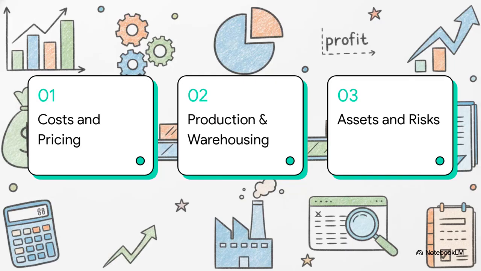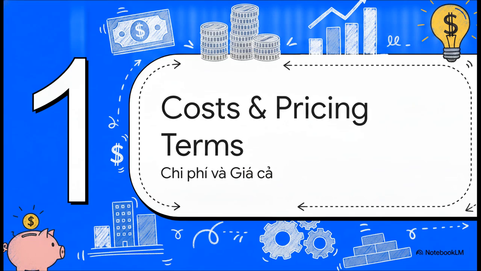So here's our game plan for today. 1. Costs and pricing terms. 2. Production and warehousing. And 3. Assets, liabilities, and risks. All right, kicking things off with Section 1, Costs and Pricing Terms.